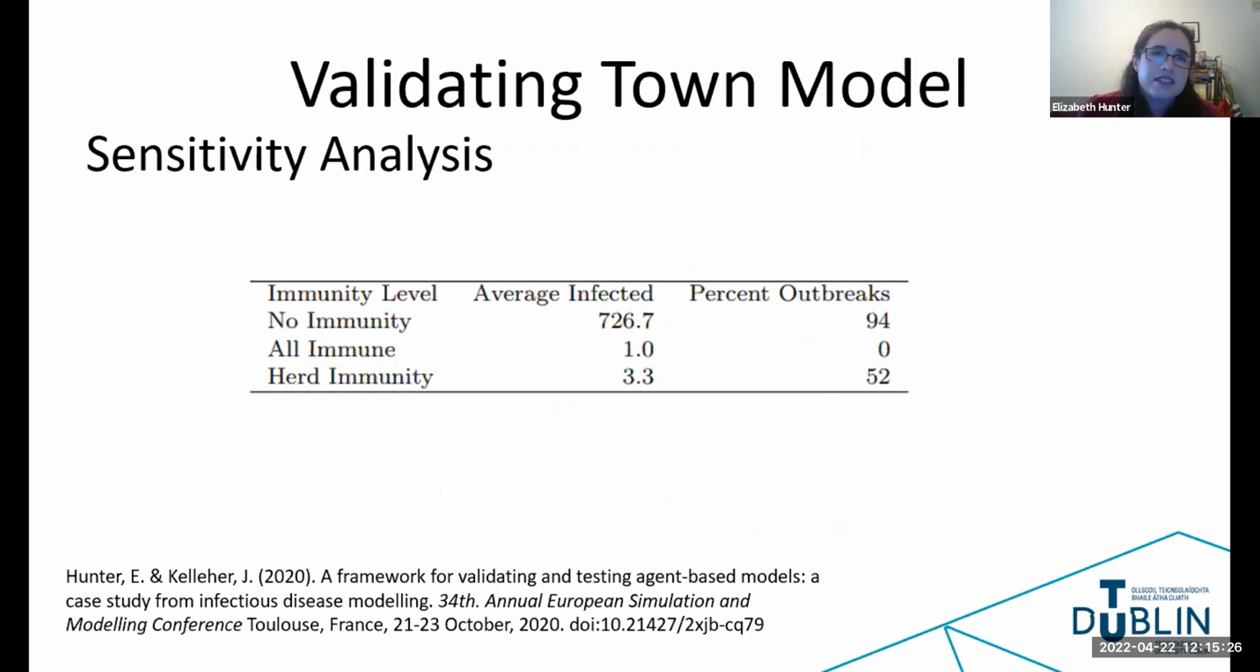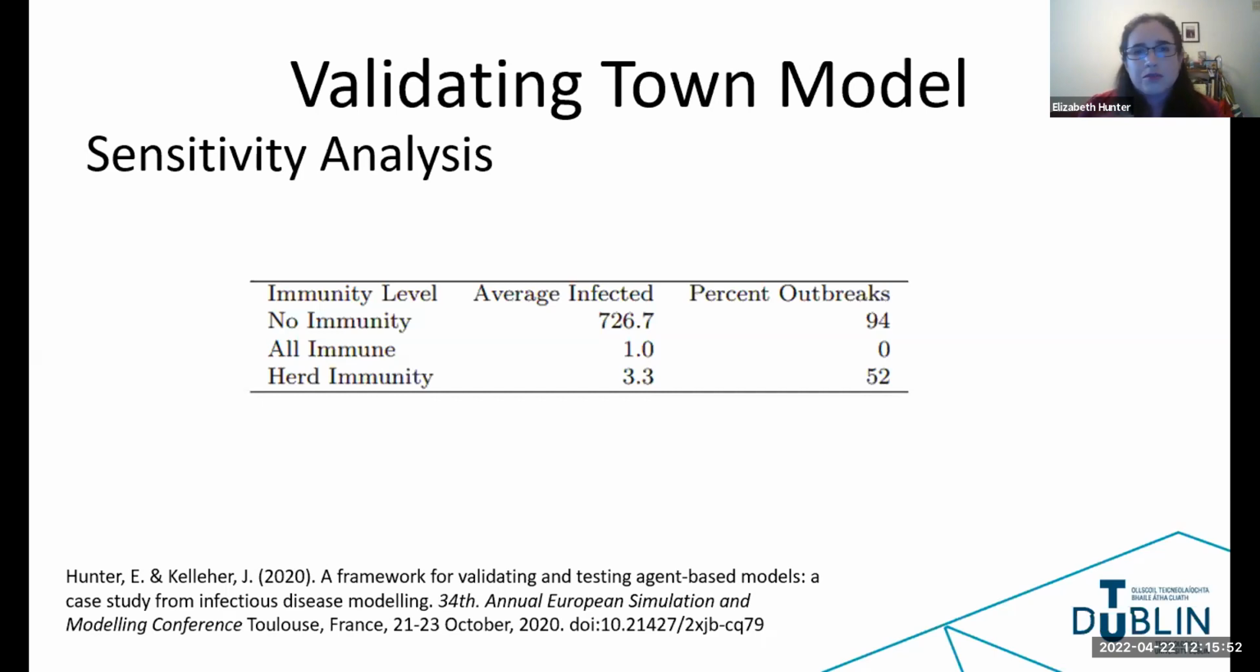Then we move on to the next step, which is a sensitivity analysis. The idea of the sensitivity analysis is that we want to show that as we change a parameter in our model, the model acts as we expect. So it's an internal validation. If we change something and the model doesn't act as we expect, there might be something wrong. For example, if we increased the chance of infection per contact, but we somehow ended up with fewer cases, then we'd think something was wrong.